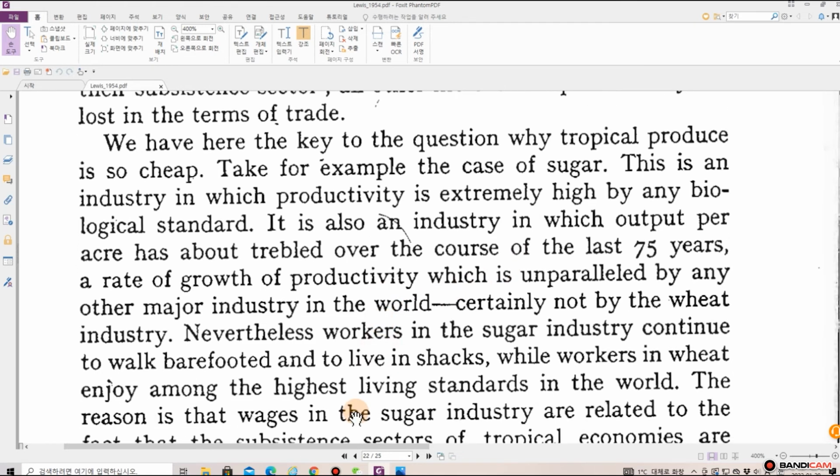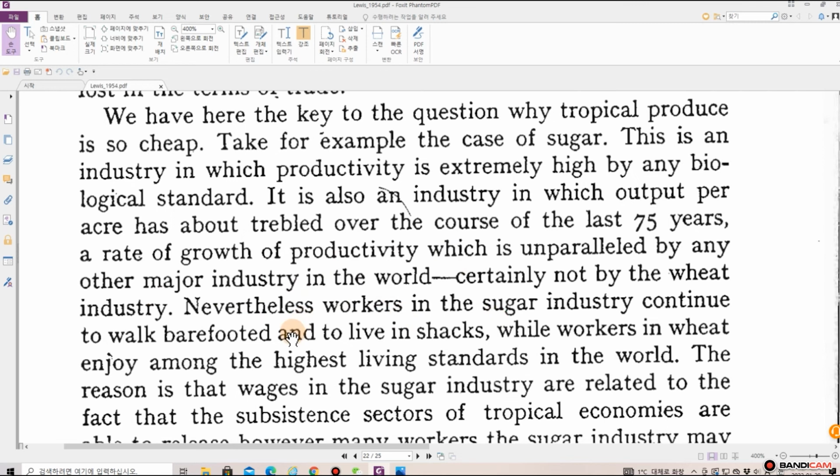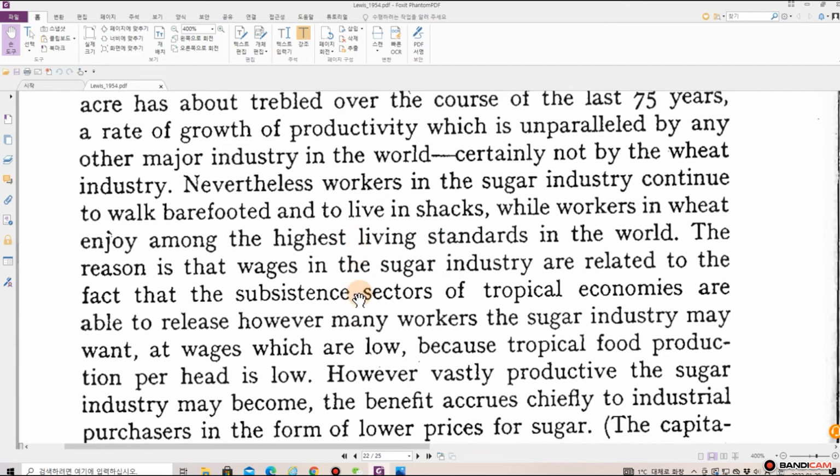Take, for example, the case of sugar. This is an industry in which productivity is extremely high by any biological standard. It is also an industry in which output per acre has about trebled over the course of the last 75 years. A rate of growth of productivity which is unparalleled by any other major industry in the world. Certainly not by the wheat industry. Nevertheless, workers in the sugar industry continue to walk barefooted and to live in shacks, while workers in wheat enjoy among the highest living standards in the world.